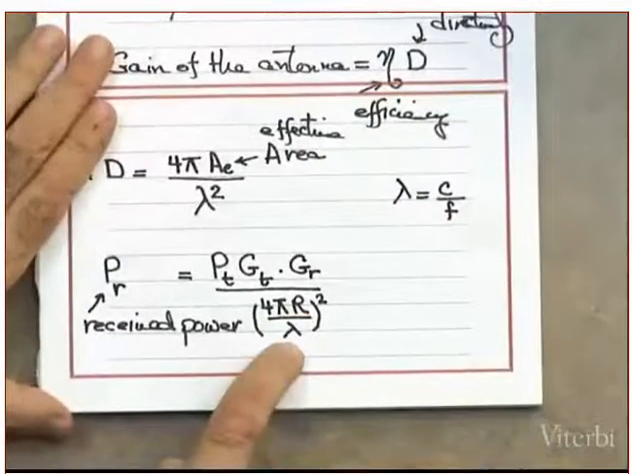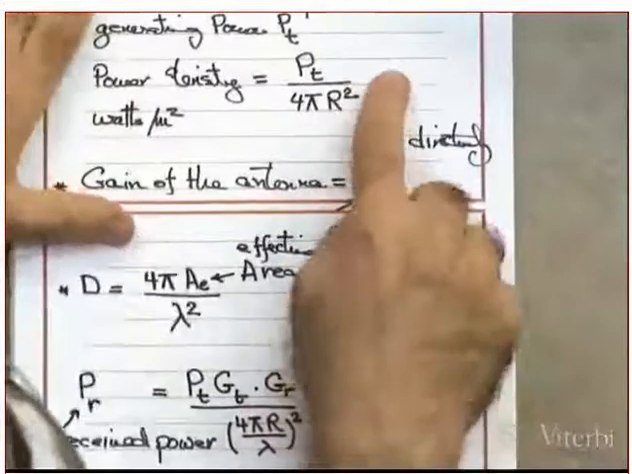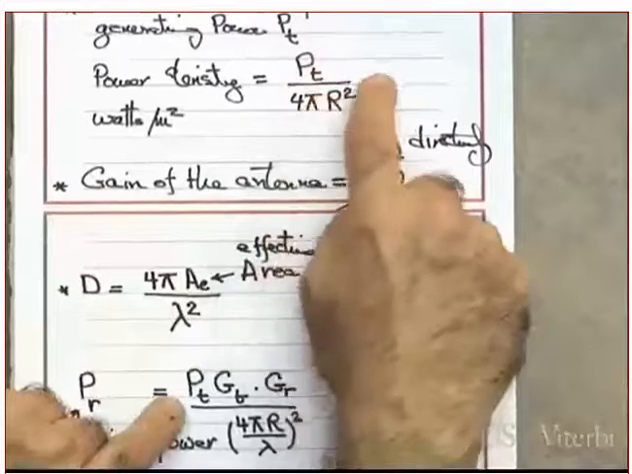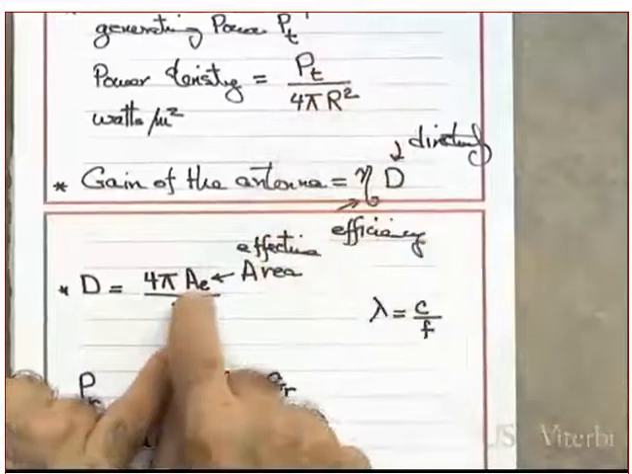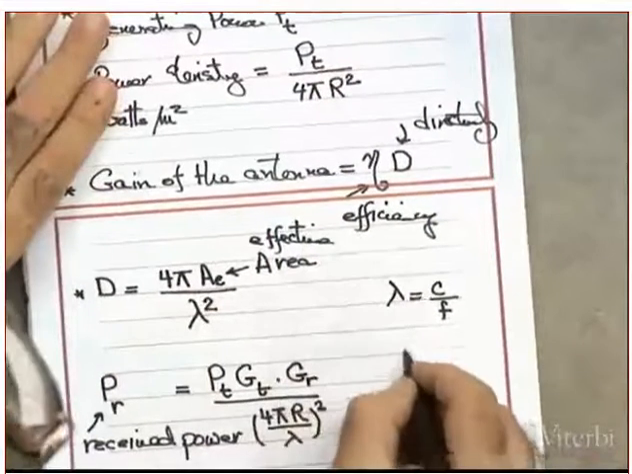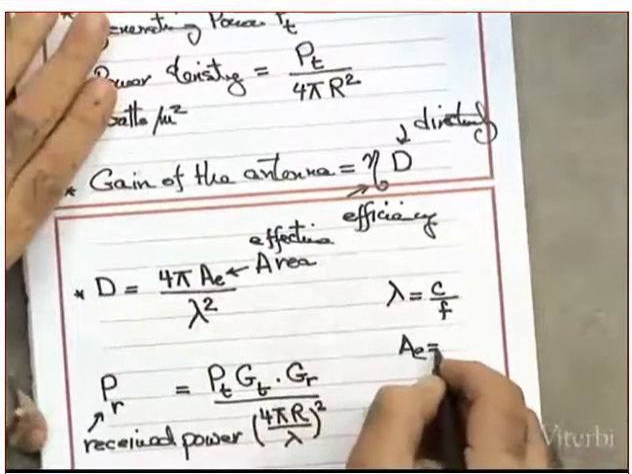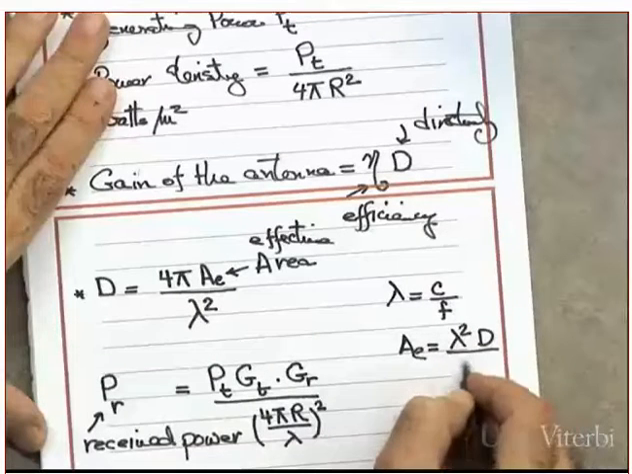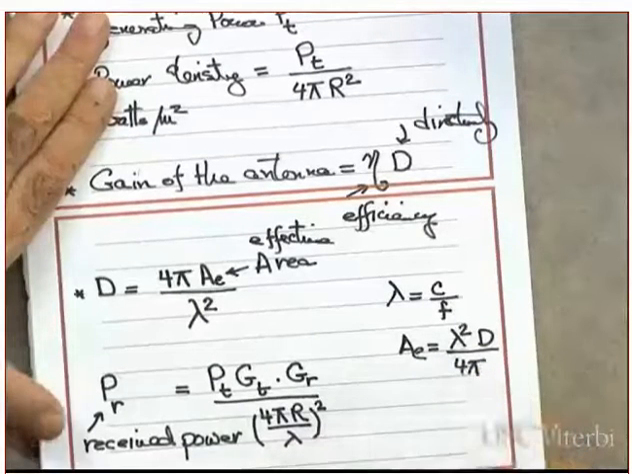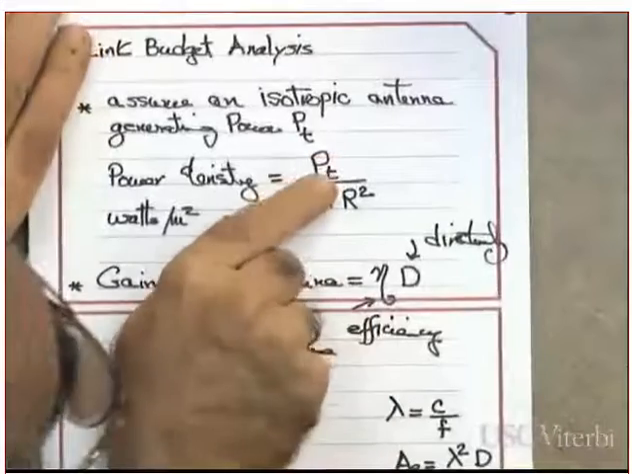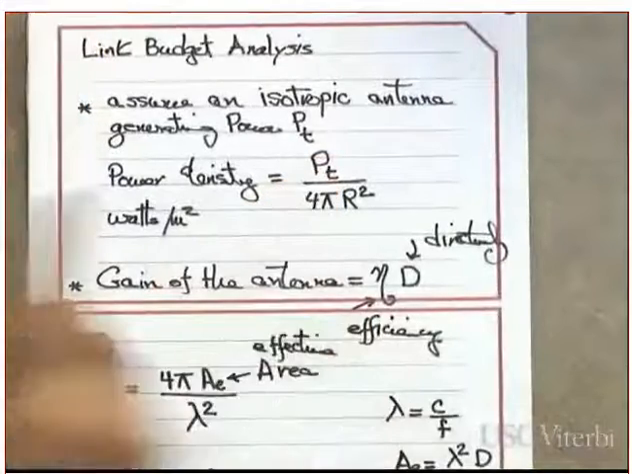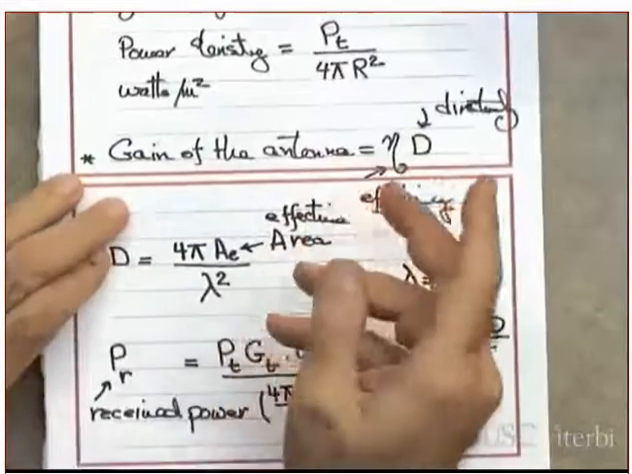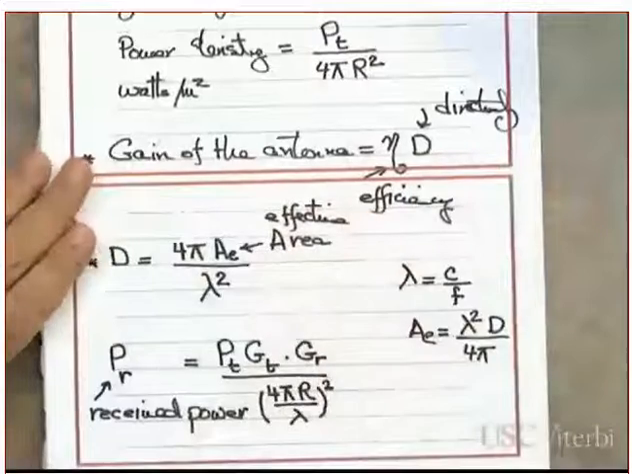Where did this term come from? One more time. What am I multiplying this with? Which term am I multiplying it with? A sub E. Let me rewrite A sub E. A sub E is lambda square times G over 4 pi. I'm multiplying this term with this term. Yes or no? Notice, by the way, after you multiply by GT. GT is the transmitter antenna gain.